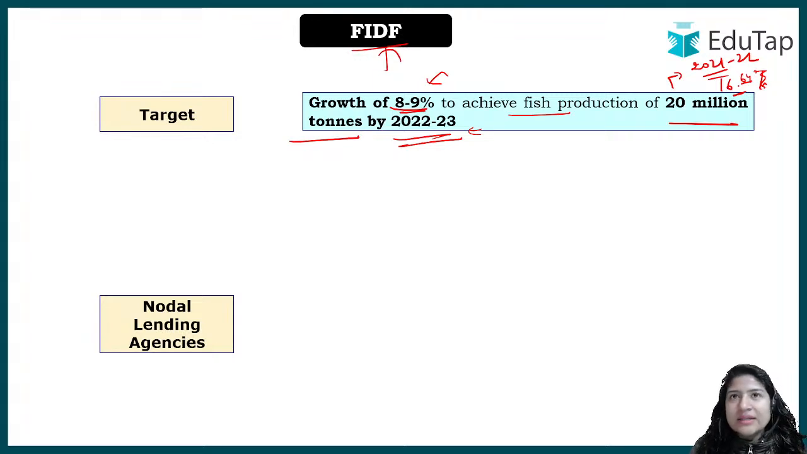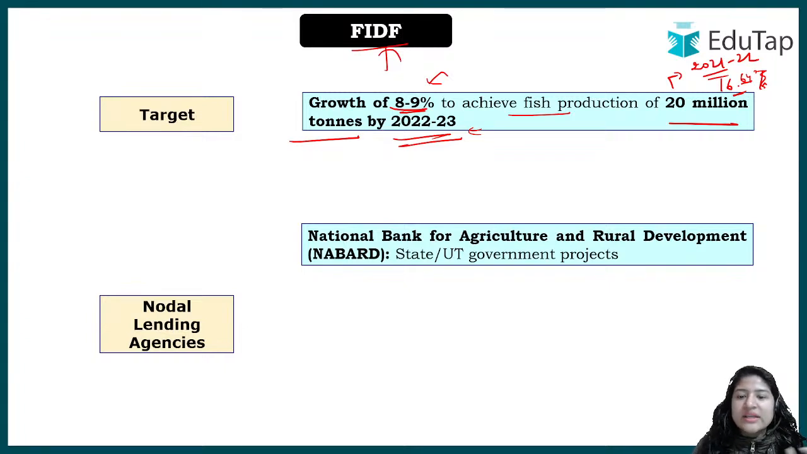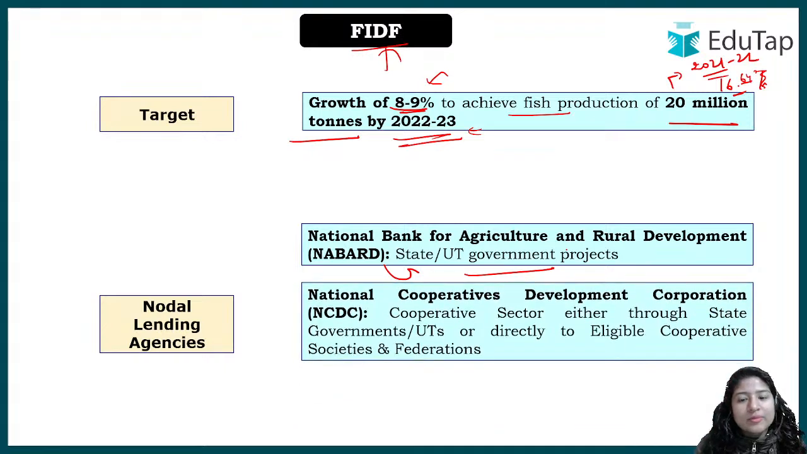So we have discussed that anybody who is engaged in the fishery sector, be it government entities, private institutes, groups, cooperatives or SAGs, all are involved, right. So all cannot go to just one agency to claim the loan, right. That is why 3 different agencies will work, which will cater to different beneficiaries. For example, NABARD will directly provide funds to the states and UTs government projects.